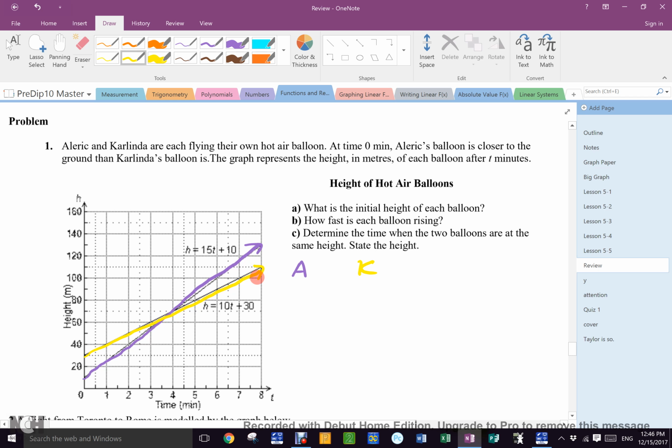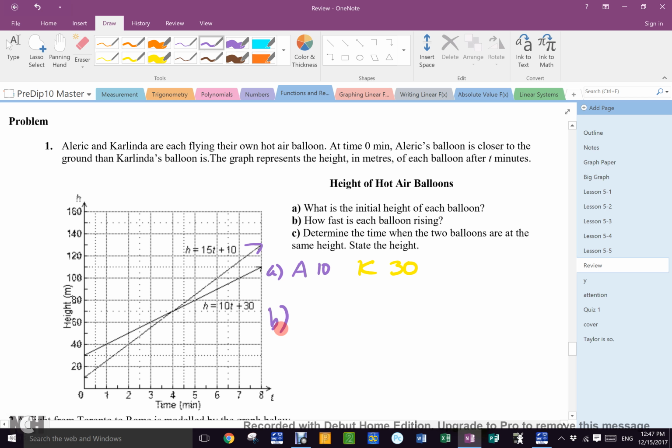How fast is each balloon rising? Again, chance here to do 1, 2, 3, or 4, yes? How fast is Alaric's balloon rising? Are we going to do Alaric? Yeah, that's why I said Alaric, the purple one. That's B, I think. Yeah, we've done A. Oh, we haven't done the initial height. Oh, I'm so sorry, guys. Alaric's height is what? 10 and Carlinda's height is 30. Excellent. Now, sorry. That's letter A.